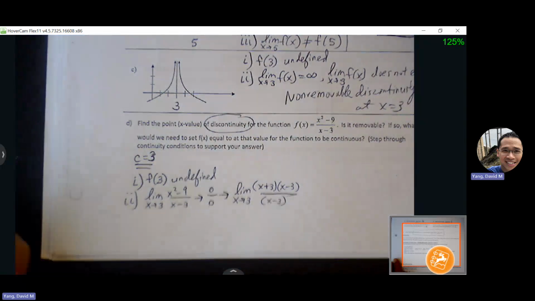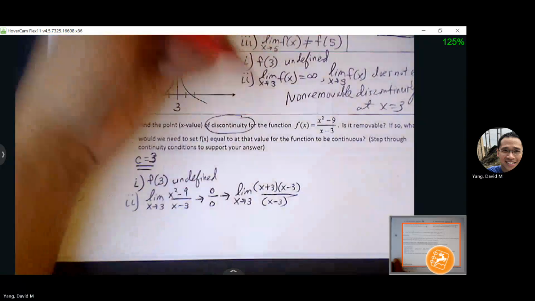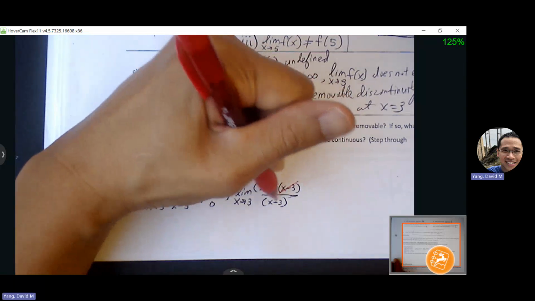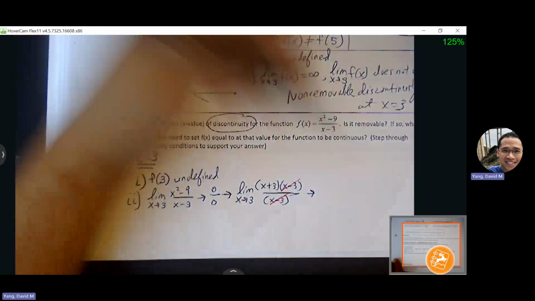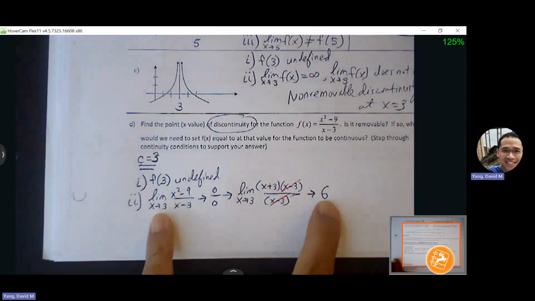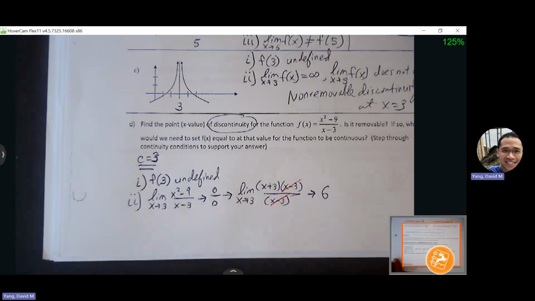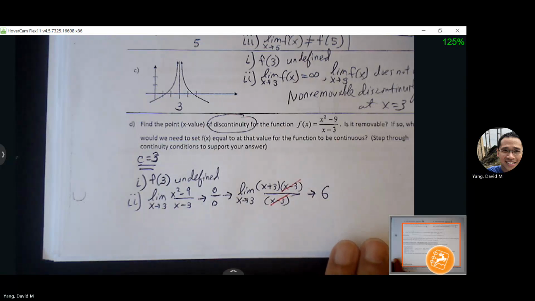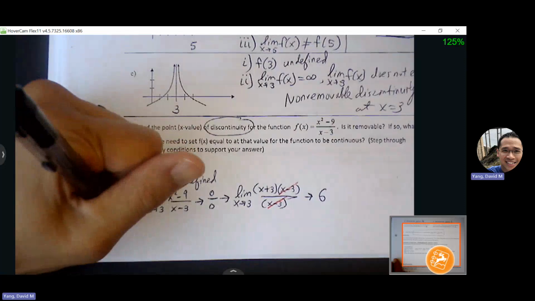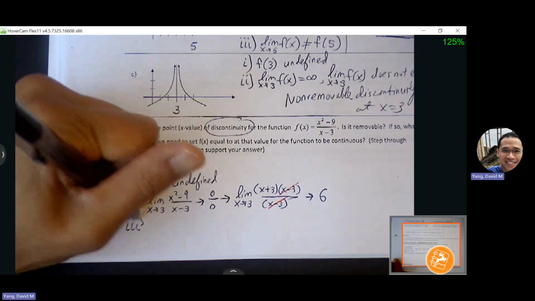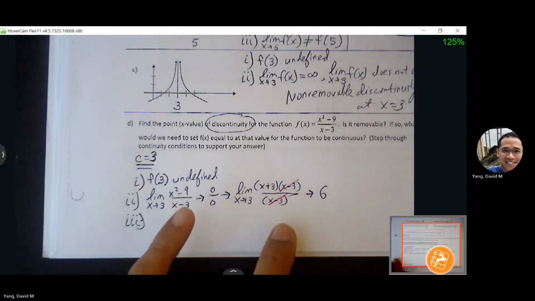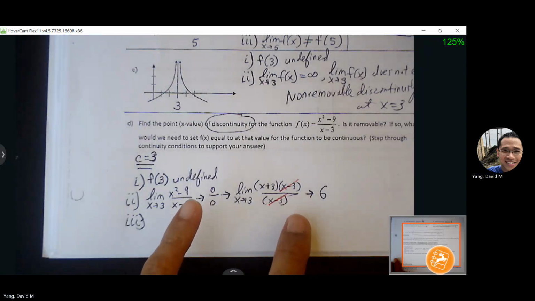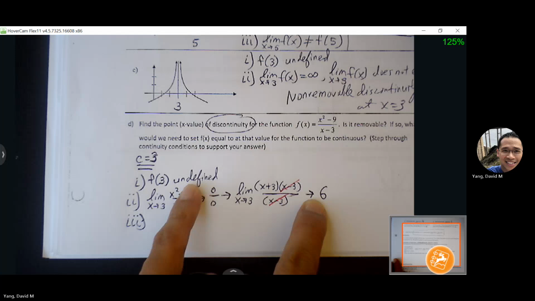Okay, what do you see? Cancels out. Reevaluate. What do we get? 6. So the limit does exist, right? The limit does exist. Do we keep going or do we stop? Keep going, right? So now the third condition: does the limit live where the point lives? Are these in agreement? No.